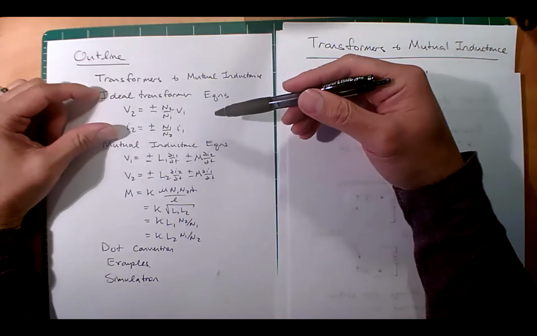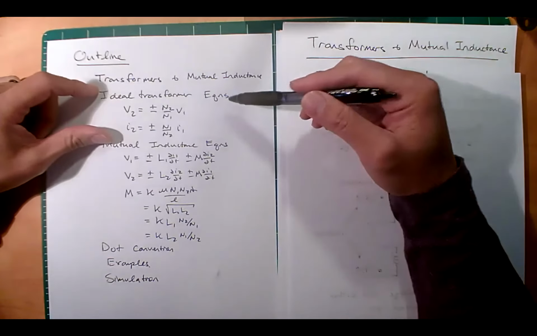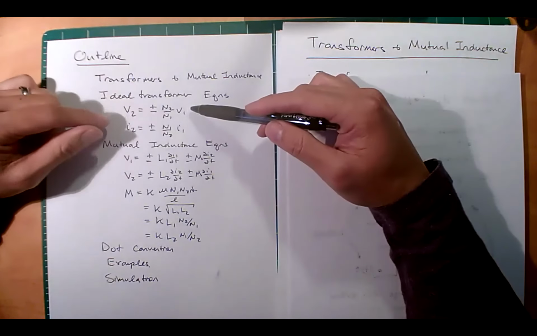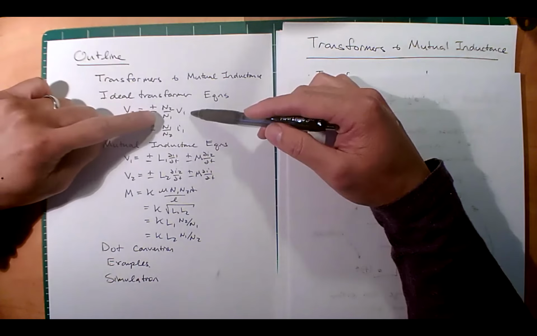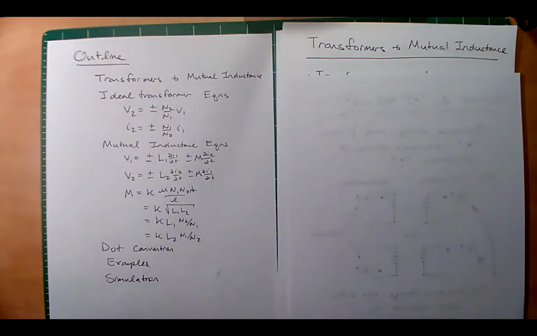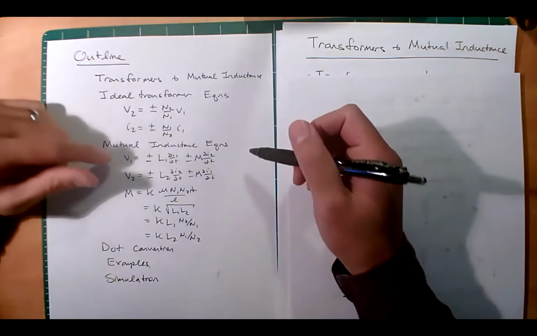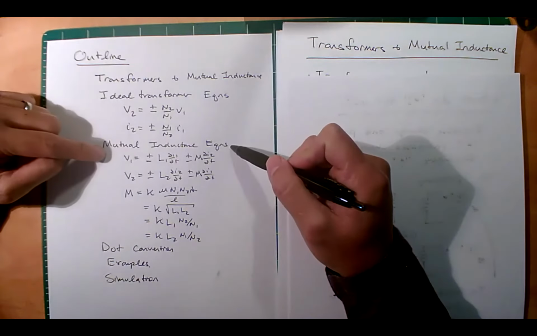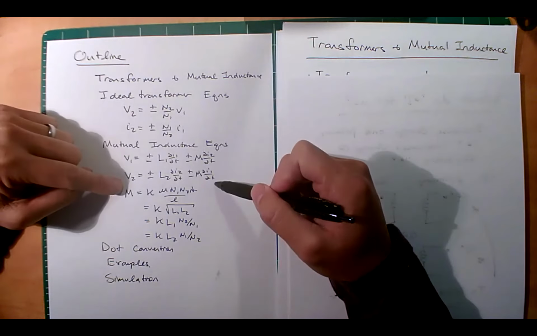We'll look very briefly at the ideal transformer equations. This is under ideal conditions: V2 equals N2 over N1 times V1, and I2 is just the opposite ratio. Then we're also going to look at what happens if you don't have ideal conditions, and that's where we have the mutual inductance equation. It's a little more complicated.